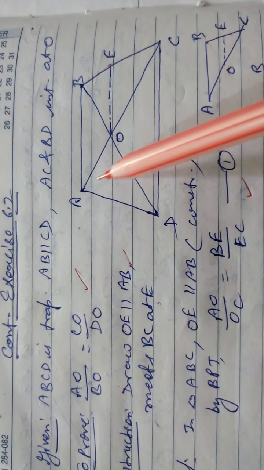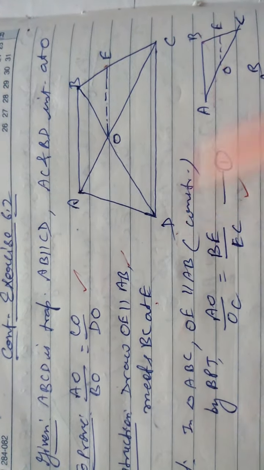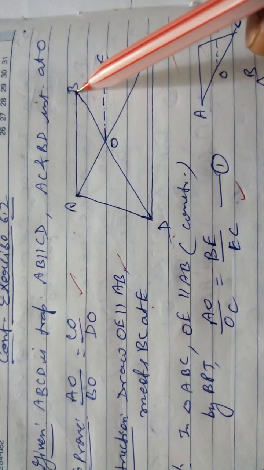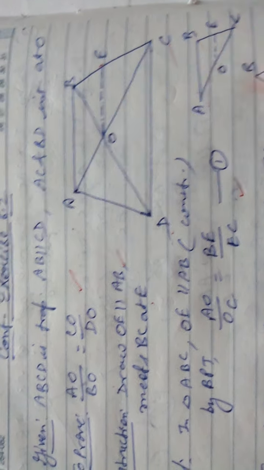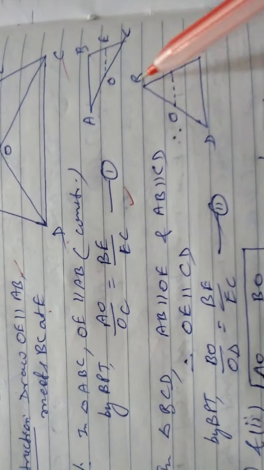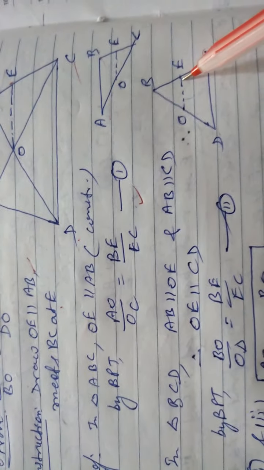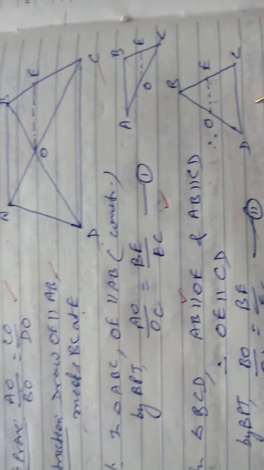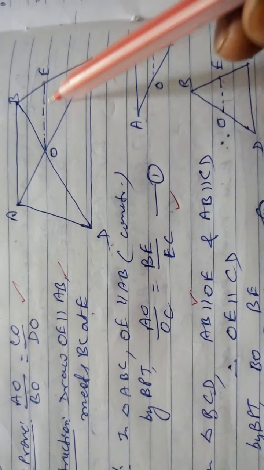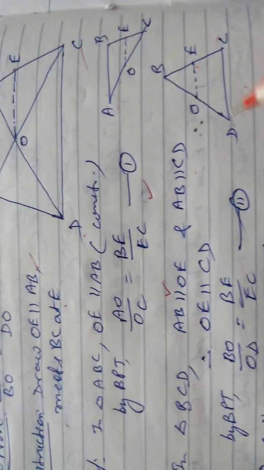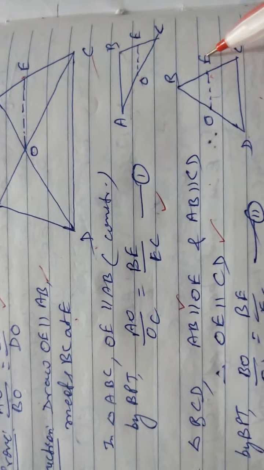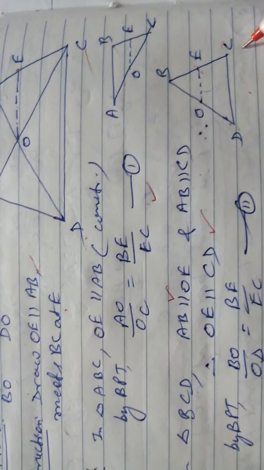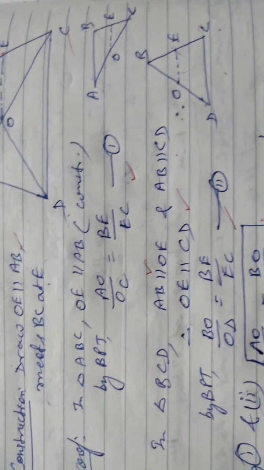Now we will see the triangle BDC, same side from B. This line will come in this triangle BDC. In triangle BDC I have drawn here. So OE is also parallel to CD, because OE is parallel to AB and AB is parallel to CD. So according to BPT, BO upon OD is equal to BE upon EC. It is the second equation.